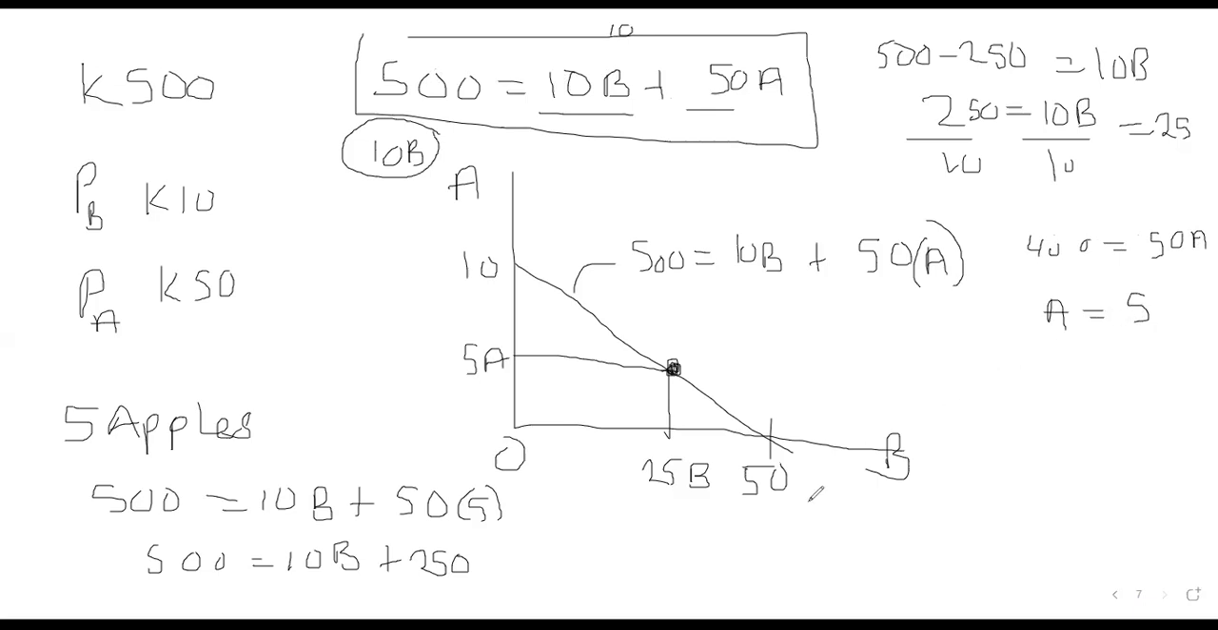So this one will give us another combination. So when there are 10 bananas, apples will be 8. So this is the movement that happens along that curve.